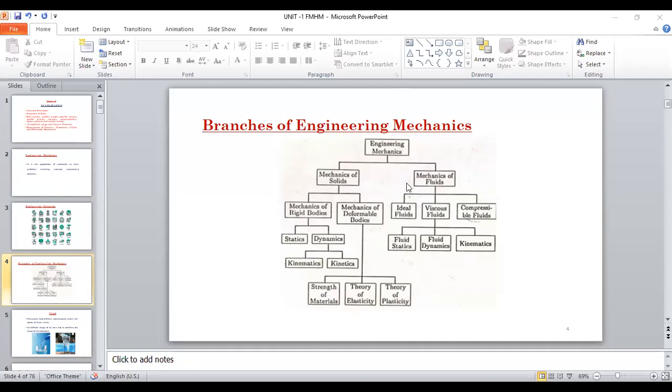And the next subheading is mechanics of fluids, nothing but our topic, mechanics of fluids, our subject. So it deals again with the three different types of fluids here, nothing but ideal fluids, viscous fluids, and compressible fluids, right? So first, for our subject, we are going to see mainly this mechanics of fluids only.